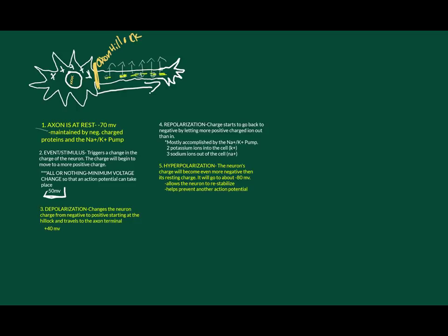Okay, and that's pretty much it. That's the gist of how an action potential happens, or nerve impulse. And just make sure you're familiar with pretty much everything on here. Hopefully it wasn't too confusing.